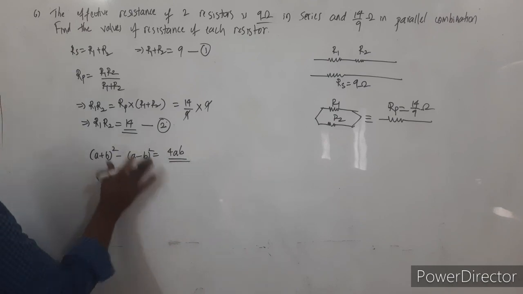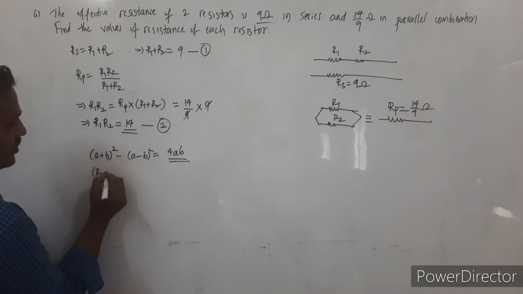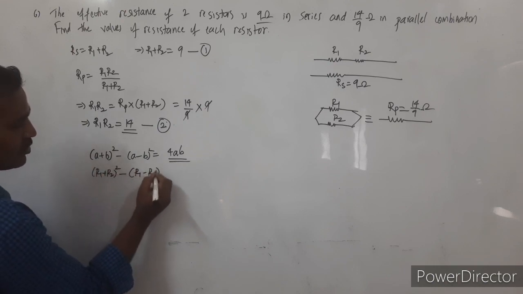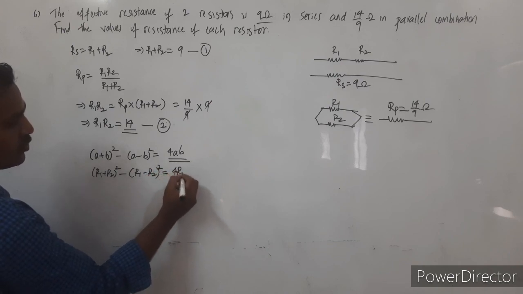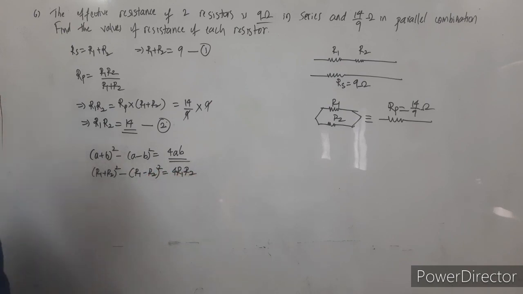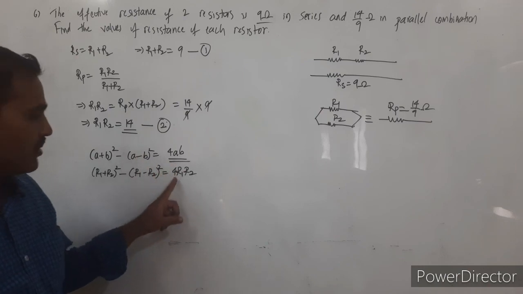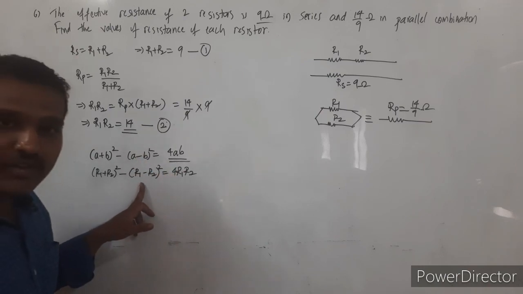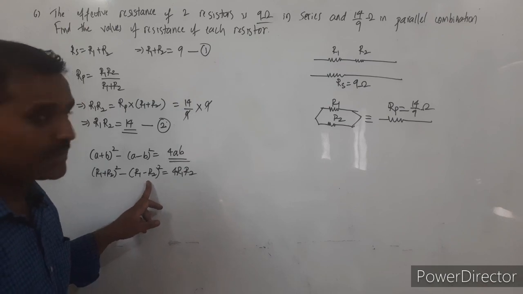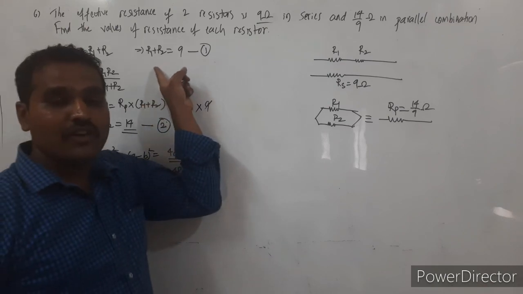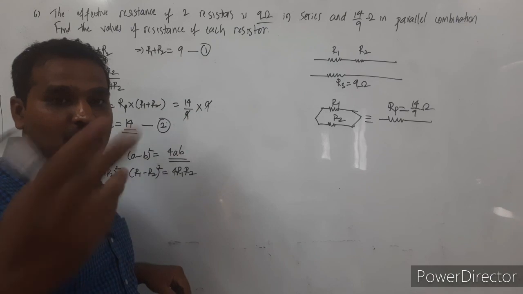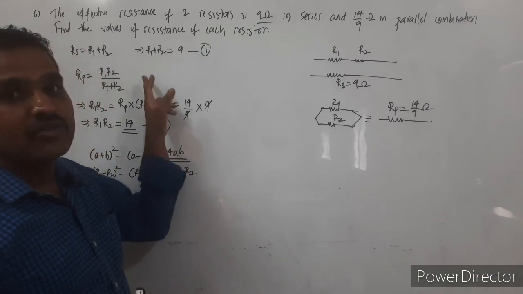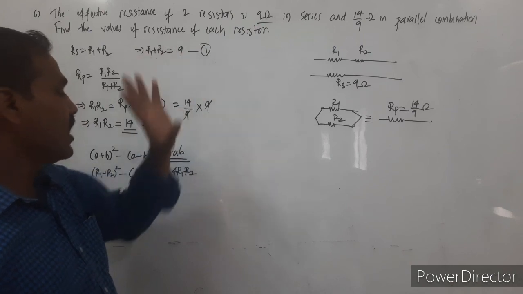The same thing if I write it as (R1 plus R2) whole square minus (R1 minus R2) whole square is equal to 4 times R1 into R2. I am just replacing A and B by R1 and R2. So that I will try to find out R1 minus R2 here, because already I know the value of R1 plus R2. If somehow I can get the value of R1 minus R2, easily I can find the individual values of R1 and R2.